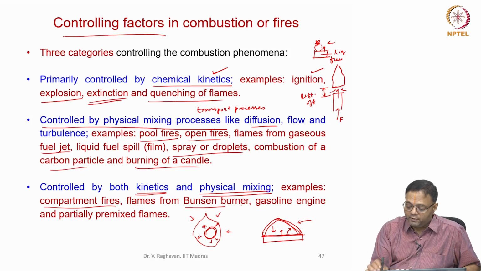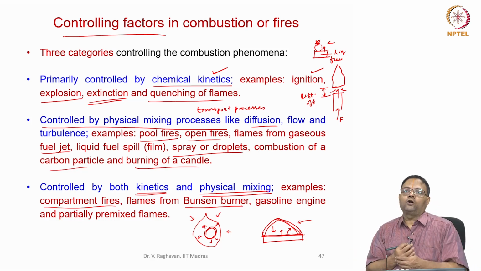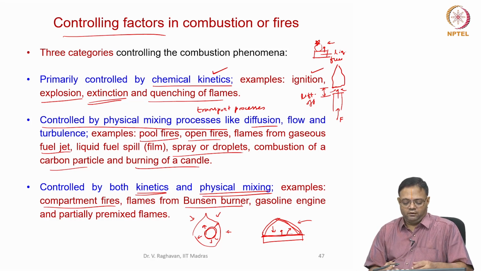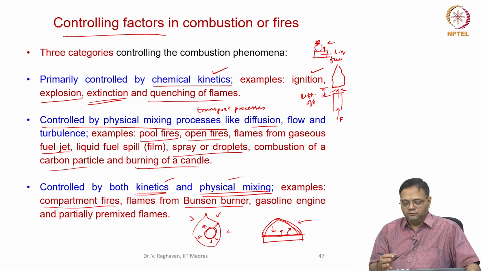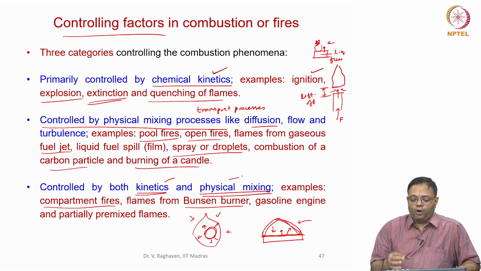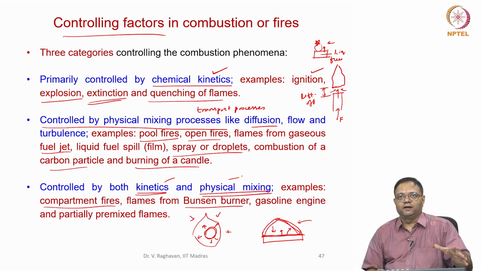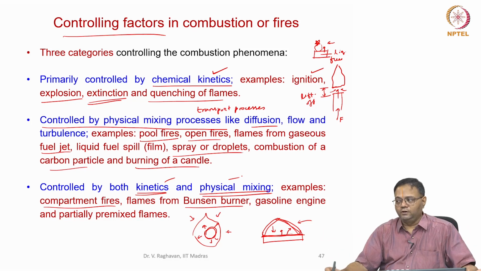Similarly, Bunsen burner flame where you allow some air also to come in, partially premixed flames, then gasoline engine etc. So, these are the examples where if there is partial premixing and there is a combustion in non-premixed mode also, then both will play a role in several applications. So, now these are the three categories, that is in first category only chemical kinetics play a role, there is no role for the transport processes. In second category, transport process alone play a role, chemical kinetics is extremely fast. So, it does not play any role.